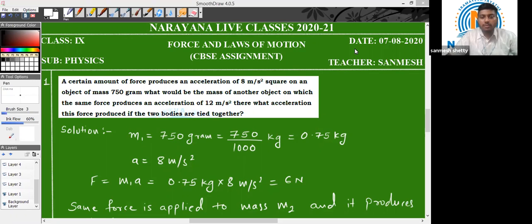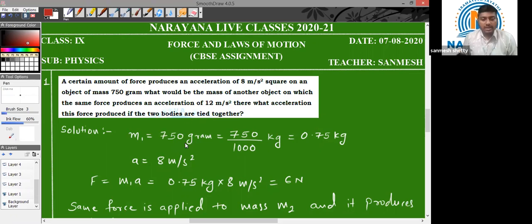Let us start. Our first question of this assignment is: a certain amount of force produces an acceleration of 8 meter per second square on an object of mass 750 gram. What would be the mass of another object on which the same force produces an acceleration of 12 meters per second square? Then what acceleration would this force produce if the two bodies are tied together?